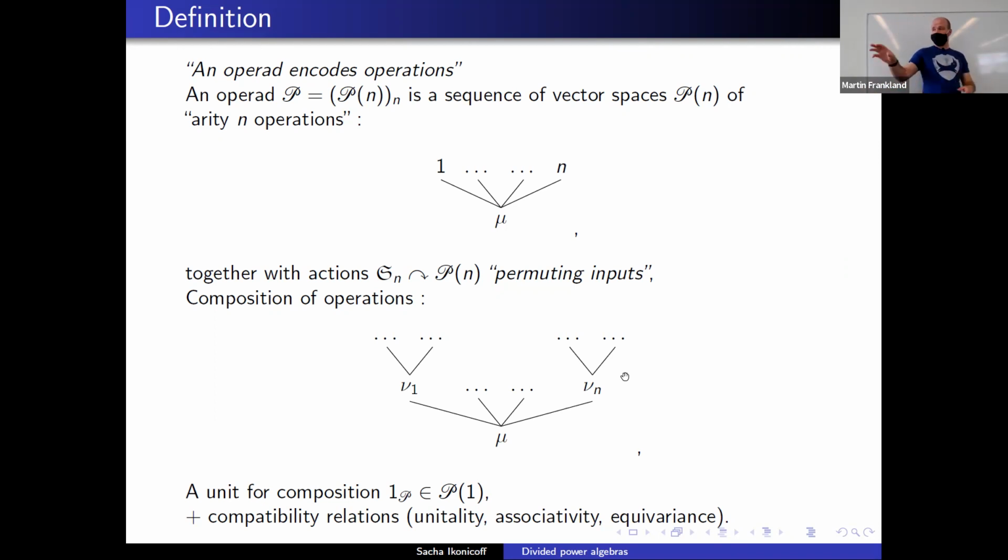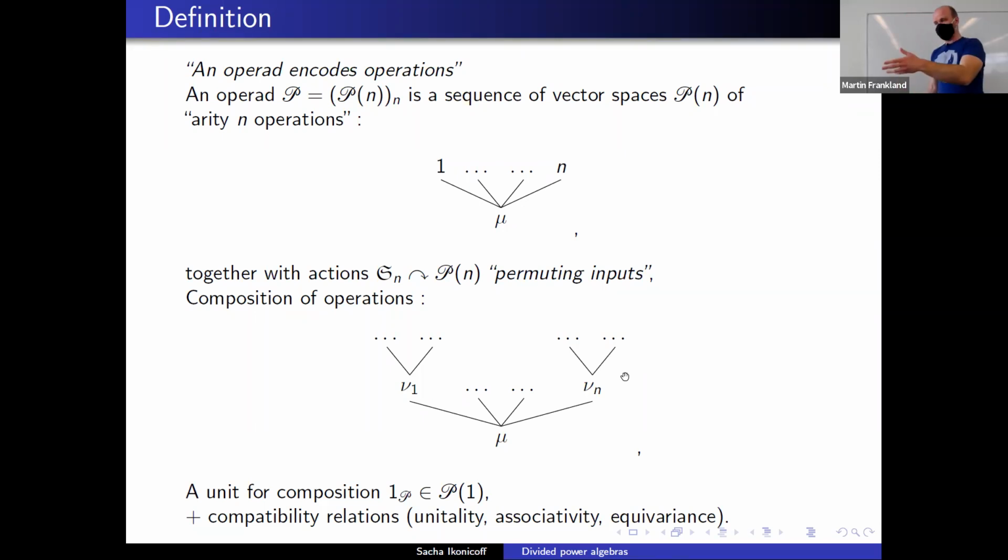And we like to think of them as really operations. So we draw them as these corollas, where here mu would be the name of our operation, the name of the element in Pn. And we would label the leaves from 1 to n to say, I can enter n things and comes out as one thing, applying mu. Now, what do we like to do with operations? First, we like to be able to permute the inputs. So in here, we are going to look at actions of the symmetric group over the vector space of operations of arity n. And we like to compose them.